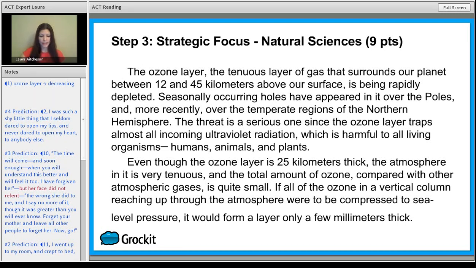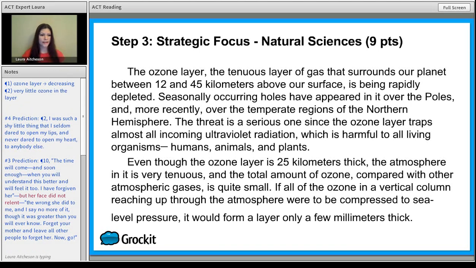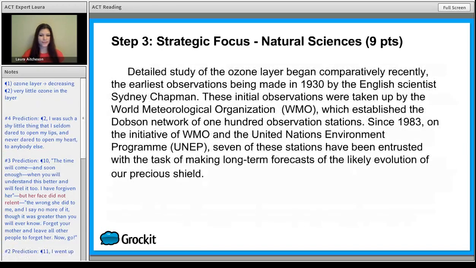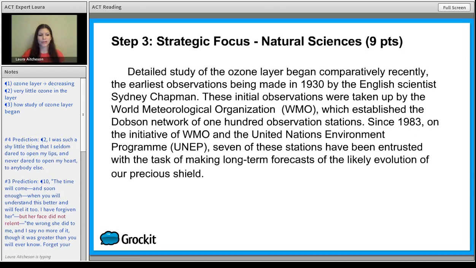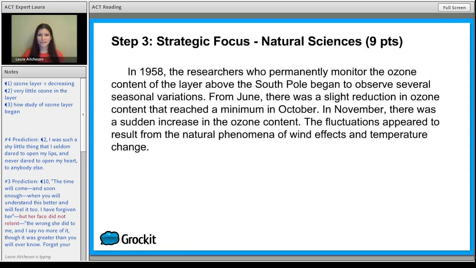Go ahead and read paragraph 2. Paragraph 2, very little ozone in the layer. Done. Go ahead and read paragraph 3. Paragraph 3, done. You're really just looking for the overall main idea, and then they're going to point you to where to go when you get to the questions. Paragraph 4.